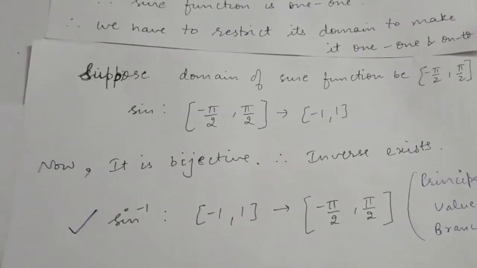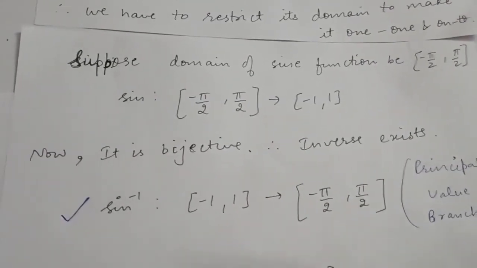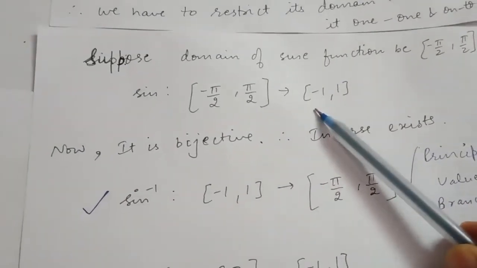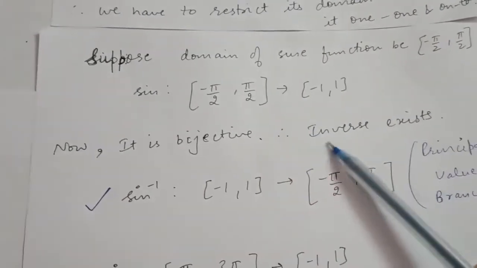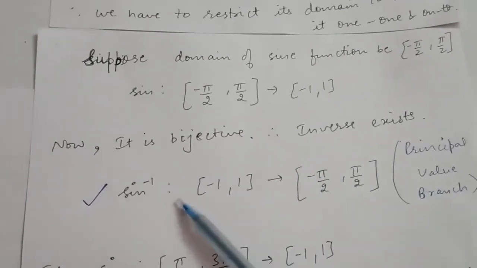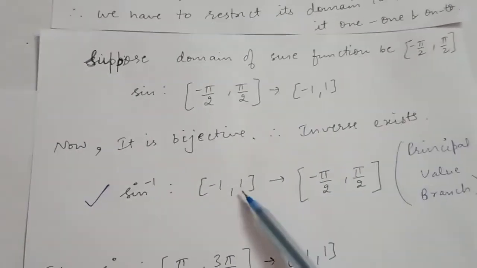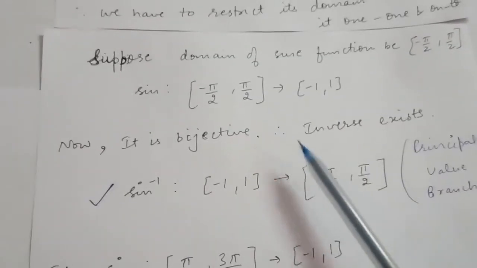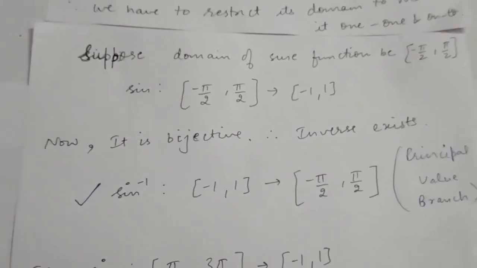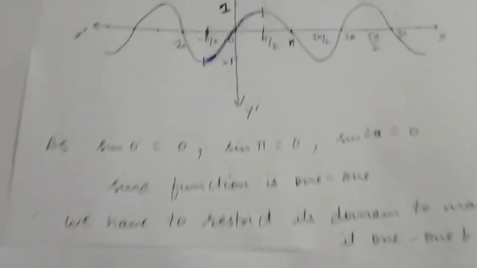So if I take the domain of the sine function as -π/2 to π/2, then I have already told you, it will be bijective and the inverse will exist, right? And sine inverse will be in that case from -1 to 1 to the interval -π/2 to π/2, right? You can take any other domain also.